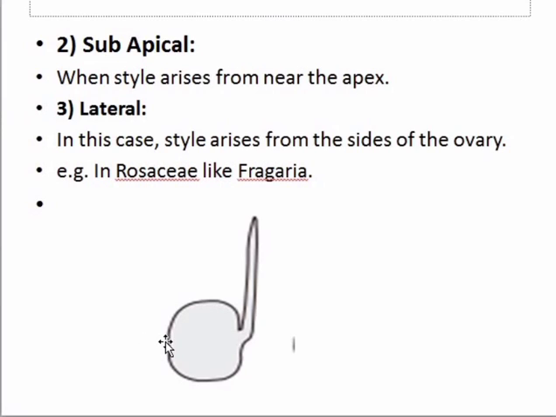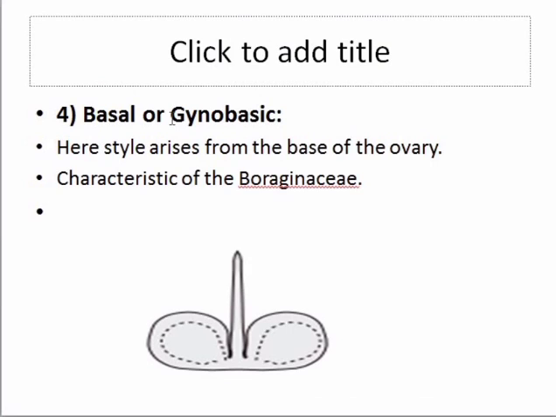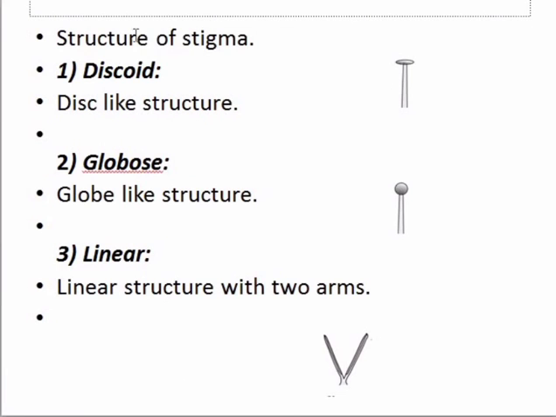Lateral, that's also very simple. When the style arises from this side or from this side, from the lateral sides, it will be termed as lateral. This is found in Rosaceae, like Fragaria. The other one is basal or gynobasic. In this case, the style will arise from the base of the ovary, and this is found in the Boraginaceae family.